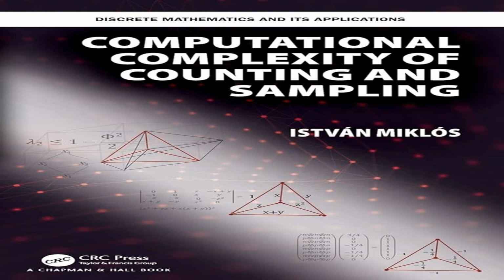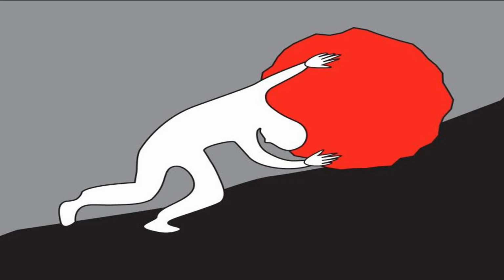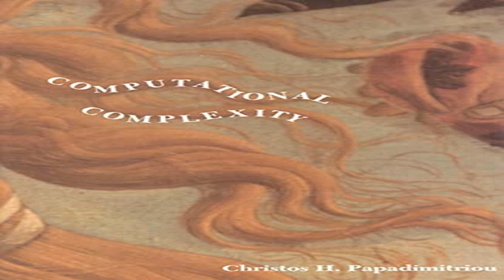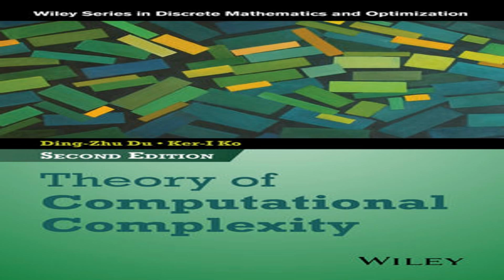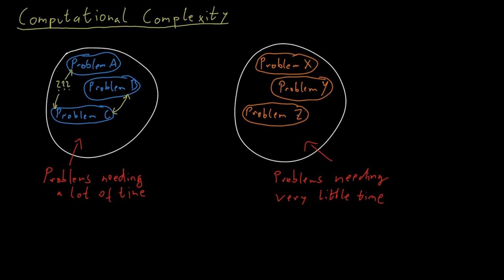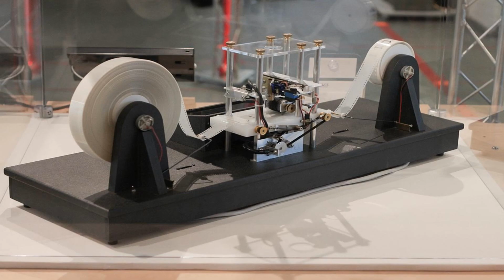Turing machines provide a theoretical framework for analyzing computational complexity and classifying problems into different complexity classes, such as P, problems that are efficiently solvable, and NP, problems that may not have efficient solutions but can be verified quickly. Computational complexity helps us understand the inherent limits of computation and the trade-offs between time and resources in solving problems. Let's dive deeper into the intricacies of computational complexity and its significance in the context of Turing machines.